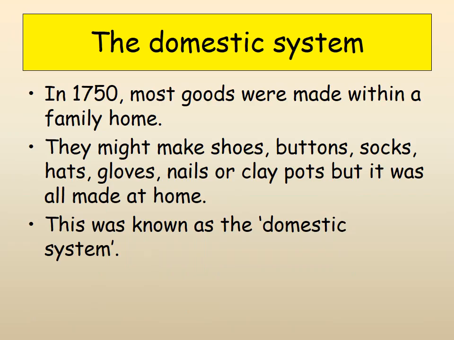So in 1750, most things were made at home. So if you were, for example, to buy a product like some buttons or some nails, or a clay pot, then that would normally be bought from somebody who had made those goods within their home, or they might have had a little workshop attached to their home or something like that. And this was known as the domestic system.